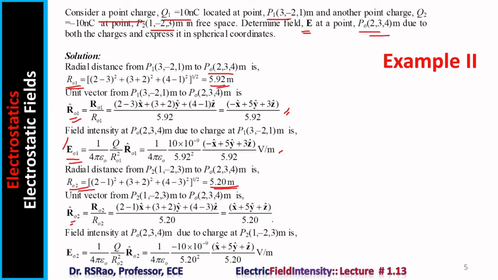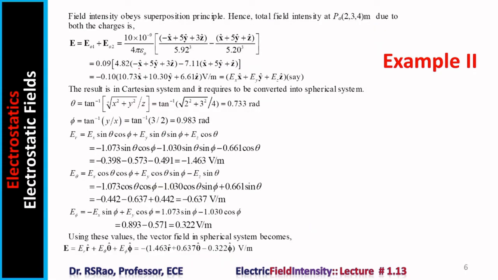Field intensity at the field point due to point charge 2 is therefore E02. Using these things, we get an expression for E02. Now, field intensity due to both the charges is the sum of the field intensities due to individual charges according to the superposition principle. Hence, E is E01 plus E02. Addition gives minus 0.10 times 10.73 x cap plus 10.30 y cap plus 6.61 z cap volts per meter.